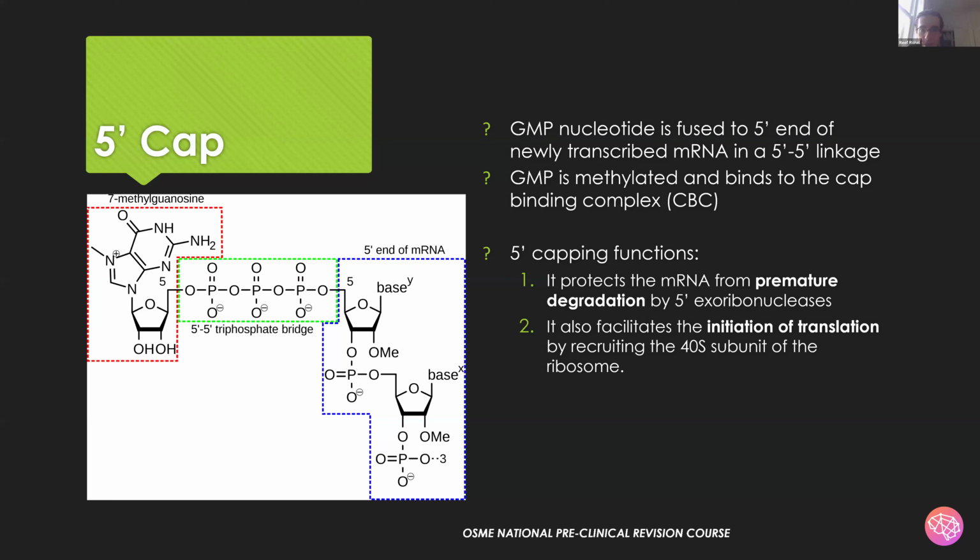So first, formation of our 5' cap. So the first nucleotide of newly transcribed pre-mRNA possesses a triphosphate group. This is cleaved off, and a GMP nucleotide is attached in an unusual 5' to 5' linkage. Then the terminal guanine is methylated on the 7th nitrogen and binds to something called the cap binding complex. Now, this is important because the 5' cap protects the mRNA from 5' to 3' degradation by 5' exoribonucleases, and additionally facilitates the initiation of translation by recruiting the 40S subunit of the ribosome.